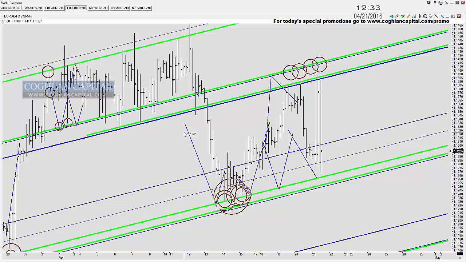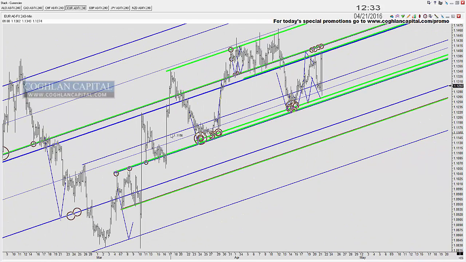Perfect. But the point I'm trying to make, Scott, is this. If you draw the wrong lines, you'll have the wrong bias. And I think, as I said at the beginning of the webinar, it's all about selecting the correct slope. So if I look at the euro, you can see hopefully that this is a slope that has lots of respect.